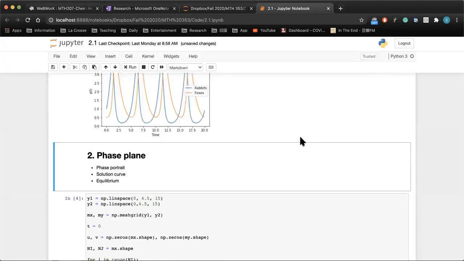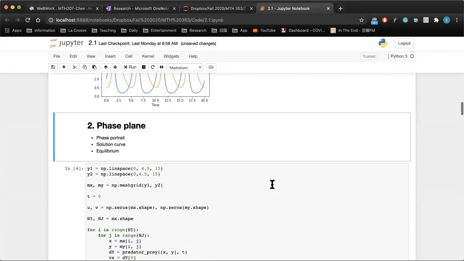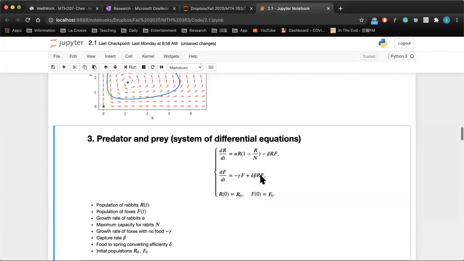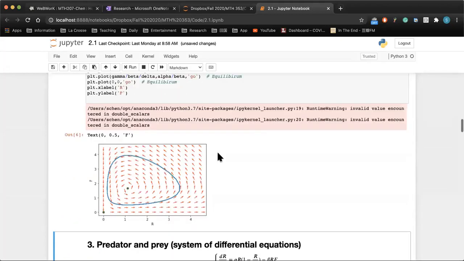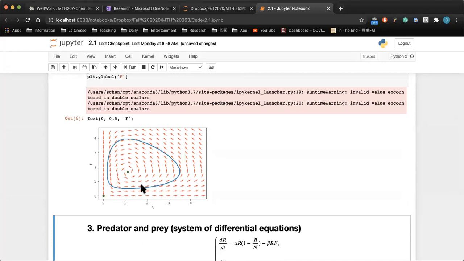Let's go back to the first one. Okay. We have a predator and prey model. We set up the parameters. We draw the direction field. Then we were able to actually track the direction field to get the points, which is the blue curve, which is the solution. We set both changing rates to be 0. We got two equilibriums. One is 0, 0. The other one is in the middle.